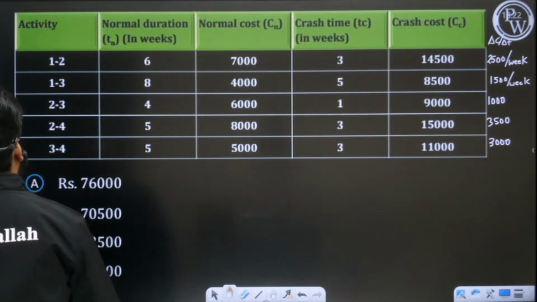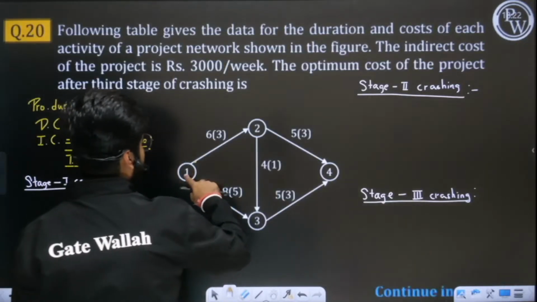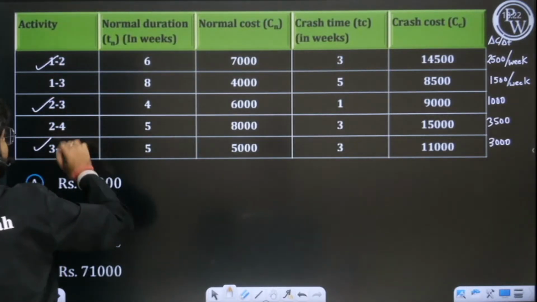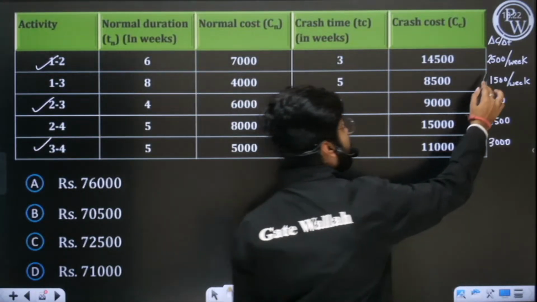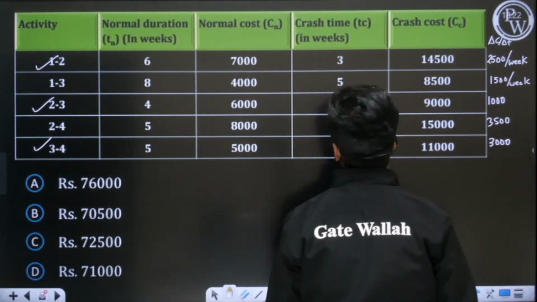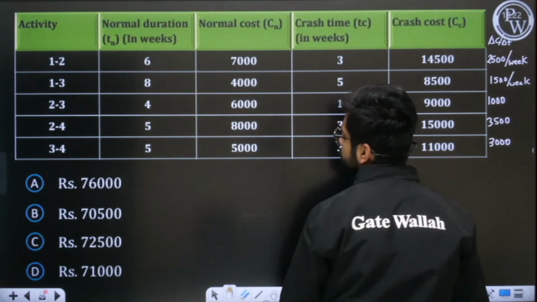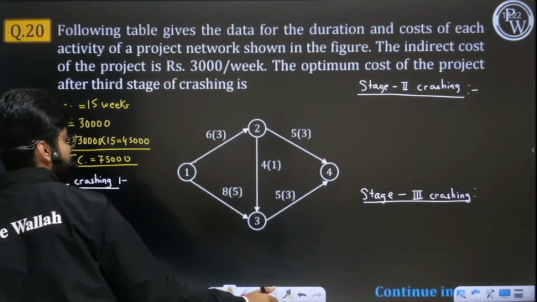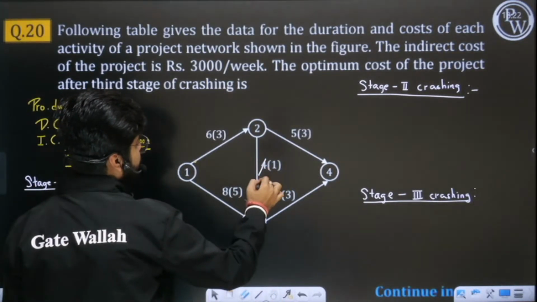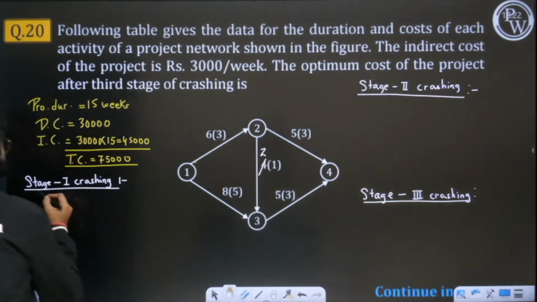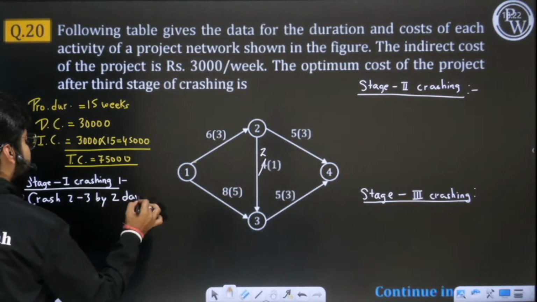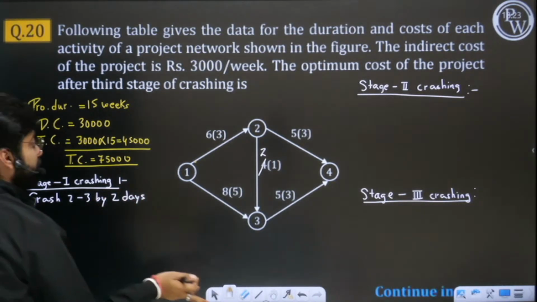So now you can see that in this path, 1-2, 2-3, 3-4, which is having the least cost slope? 1000. The least cost slope is held by 2-3. So we will crash 2-3 by 2 days. Why? Because it is along the critical path and has the least cost slope.